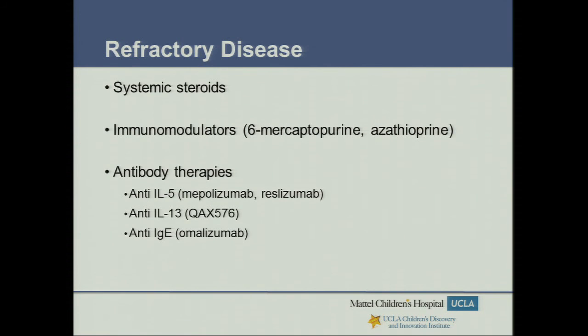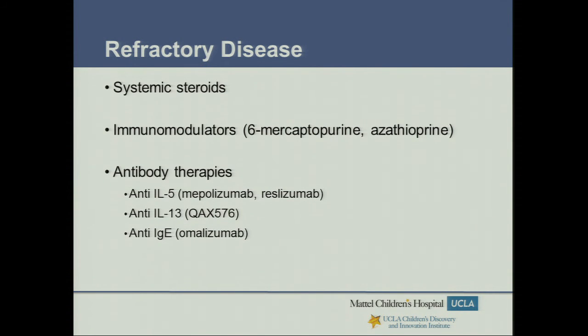So in terms of looking at refractory disease, when patients don't respond to the treatments that I've covered, really the best option we have is use of systemic steroids. And as we all know, it's not a good thing to keep children on steroids in the long term. So this is something that we can use to induce remission, but then we sometimes struggle to maintain remission in these patients. There's been a handful of studies that have looked at use of immunomodulators, 6-mercaptopurine and azathioprine. Most of these have looked at adults, and there's just not robust enough data to say whether or not these are helpful in children at this point.